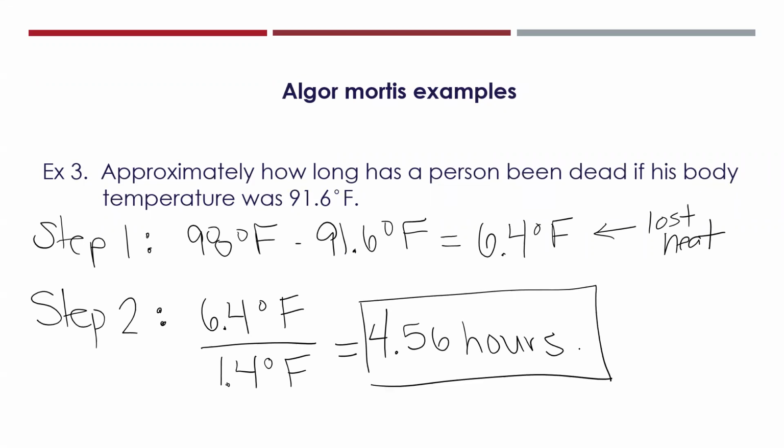Okay, so that's how you actually figure out Algor mortis examples. But remember, this is not the sole indicator of death. You have to also consider rigor mortis and livor mortis.